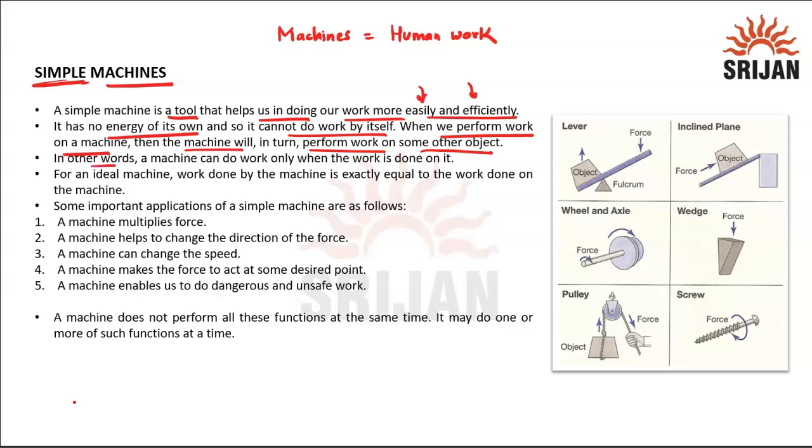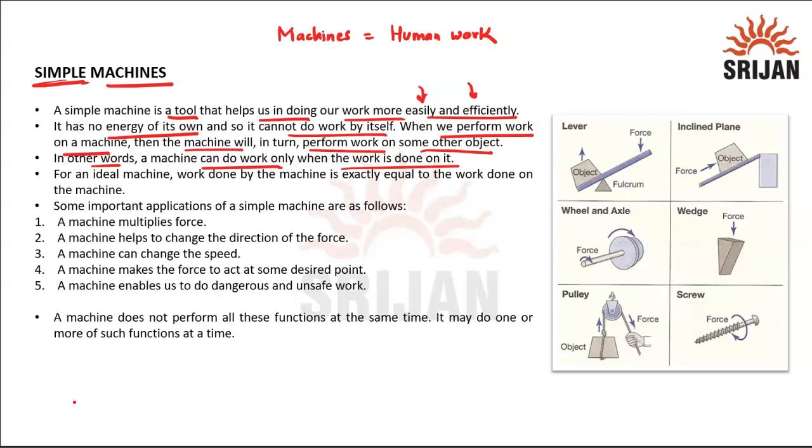In other words, a machine can do work only when the work is done on it. So this is the idea here, because the machine, as I said, is artificial and doesn't have consciousness. We have the consciousness, so we will only do work when we want. But machines are not like that. When we do the work on them, or as I said, when we give the input to them, they will give the output to us or to some other object also.